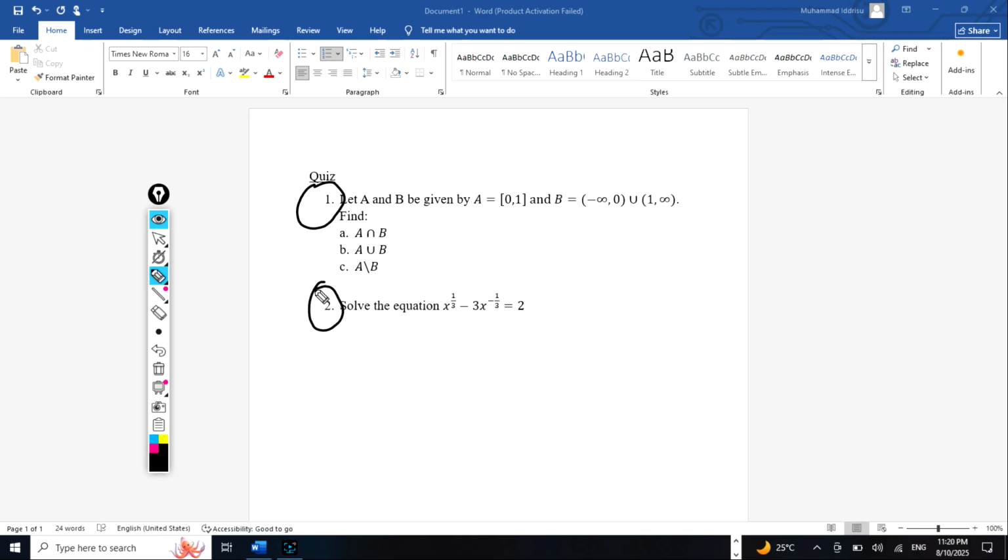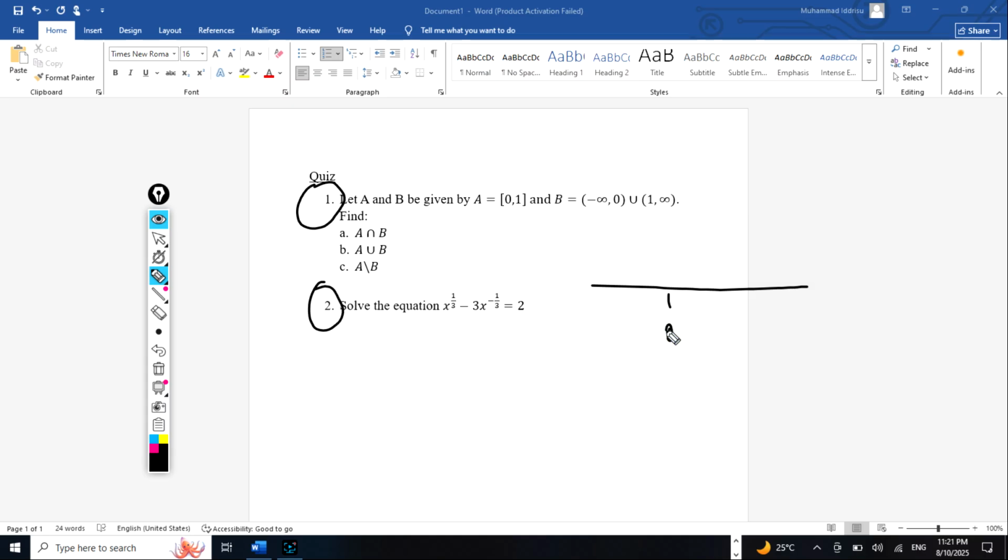So this is basically what the question is all about, and you are asked to find A intersection B, A union B, and the difference of A and B. Okay, so first of all, what you should have in mind, or what you should do to make things easier for yourself, is to represent A and B on a number line. You can use the same number line.